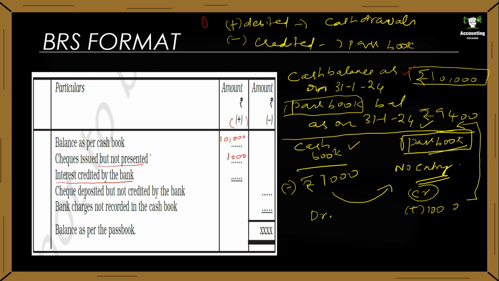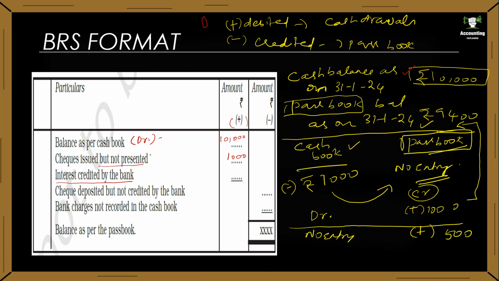Here in the BRS, we will take this balance as per cash book as DR, that is the favorable balance. Now, interest credited by the bank means, for the amount we are maintaining in our savings account, interest will be given by the bank. That amount will be known only to the bank, and we will come to know about it only after seeing the passbook. So no entry has been passed in the cash book, but in the passbook there has been an addition. Let us assume that amount as 500 rupees.